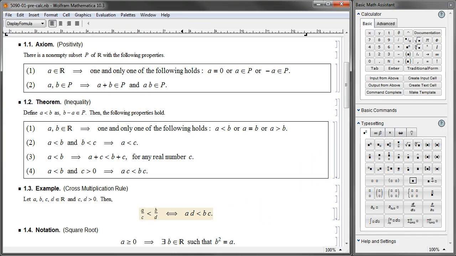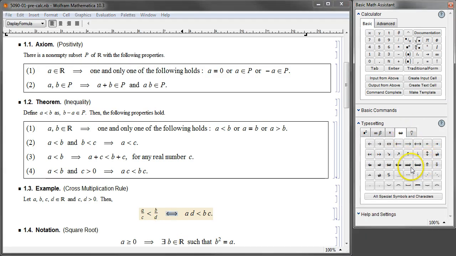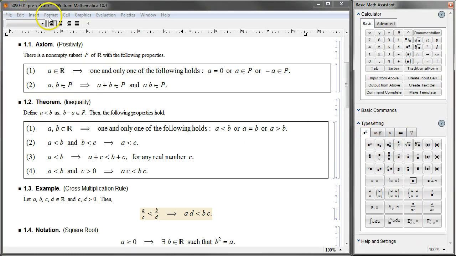According to our textbook, this example appears on page 7. On page 7, actually, our textbook is asking you to prove only one direction: when A over C is less than B over D, then AD is less than BC, only that. However, we can do a little bit better, and we can actually prove the necessity and sufficiency.